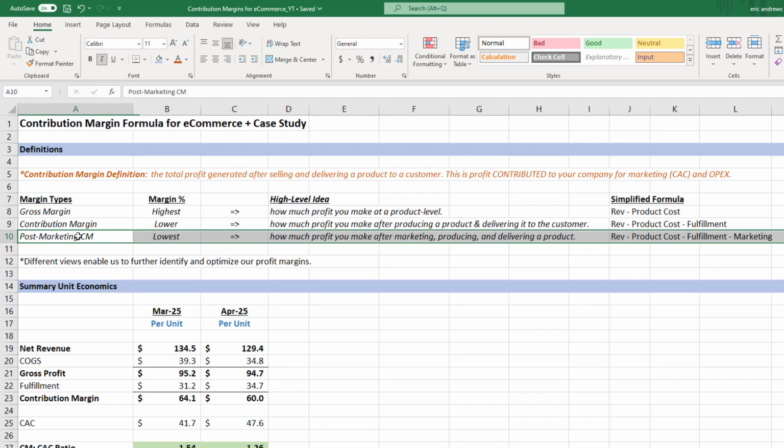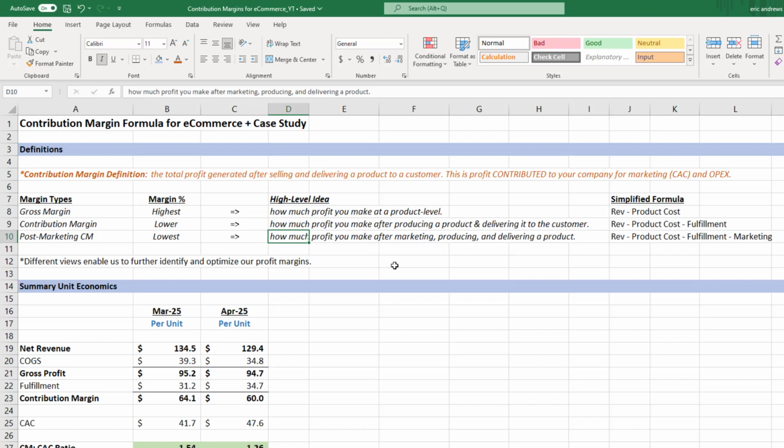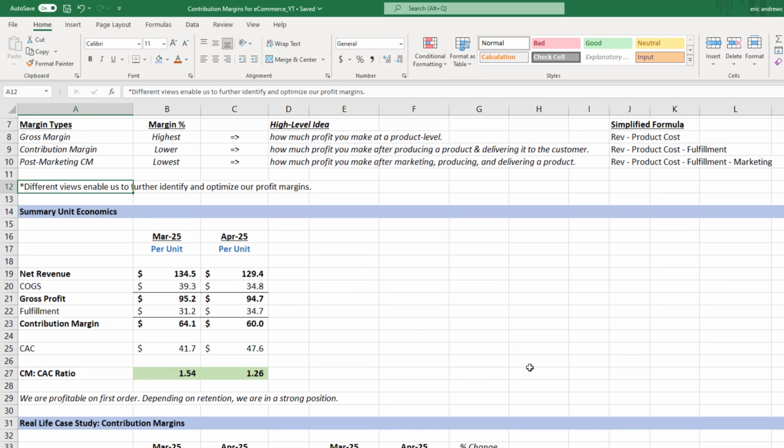Finally, you have your post-marketing contribution margin. This will be the lowest, and this is the idea that after you've produced the product, delivered it to a customer, and spent all the money on marketing, did you actually make a profit? This is a very, very important contribution margin view of whether or not your business is generating profits. So now that we've got those definitions straightened out, I want to briefly review a summary level of the unit economics that we're about to dive into down below on how to calculate them.